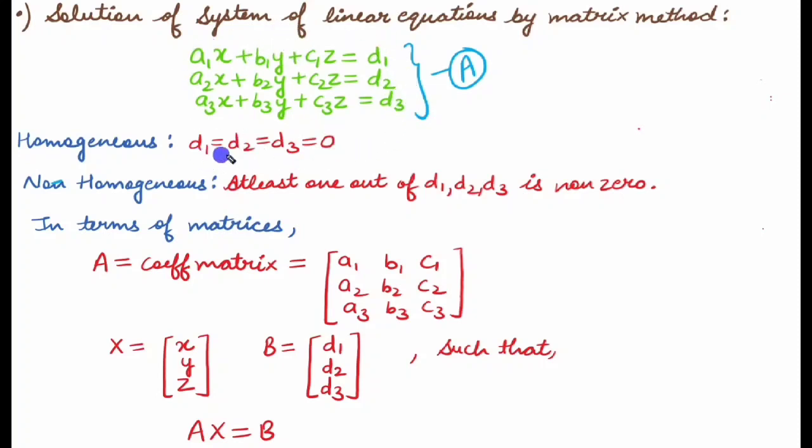तो homogeneous system में जितने भी constant terms हैं वो zero होंगे and non-homogeneous system में इन सभी constant terms में से कोई at least एक ऐसा टर्म हो जो नॉन जीरो होगा.